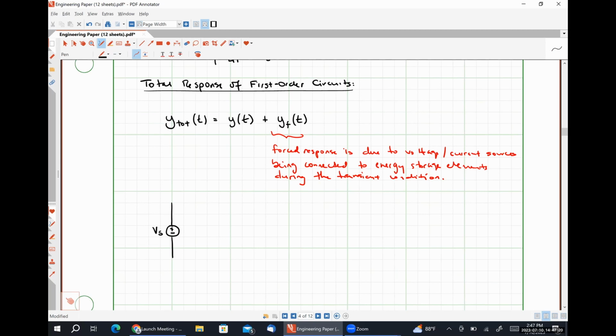I have a voltage source Vs, a switch, and now my switch is going to close at t is equal to 0. Here's my resistance R. Here is my capacitance C. This is VC as a function of time, okay?